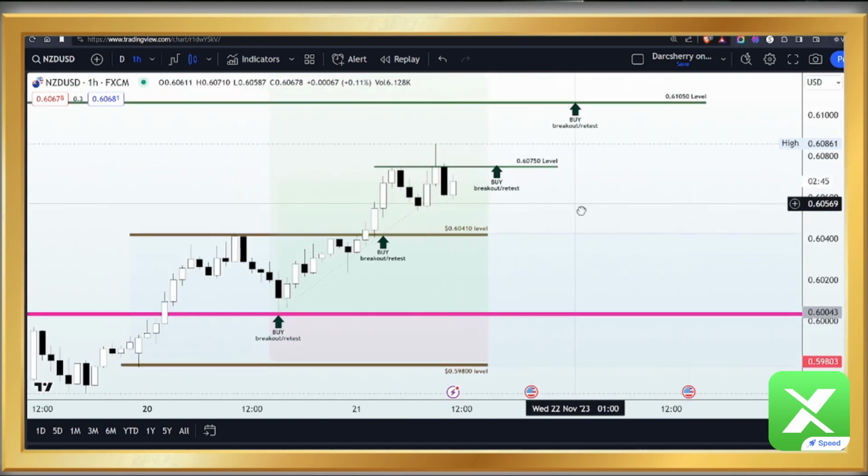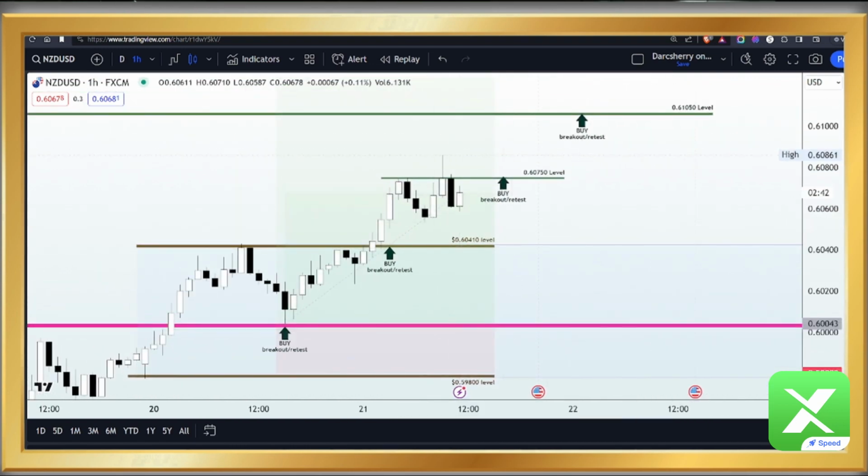But before the breakout of that structure happens, we also have another barrier here, which happens to be the highest point for this week, and that is the 0.60750.